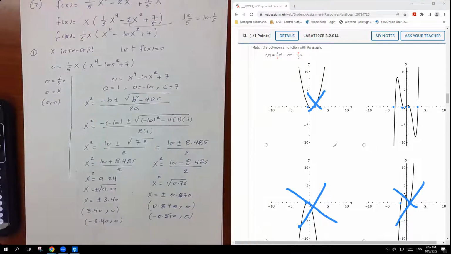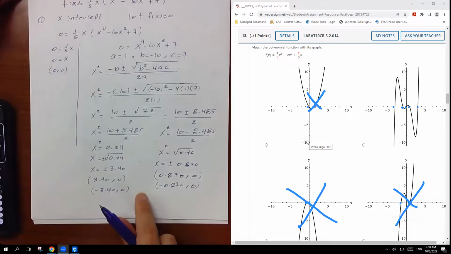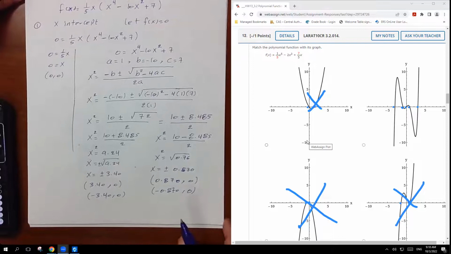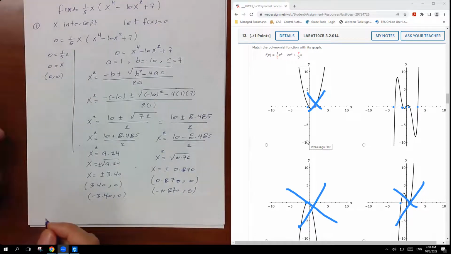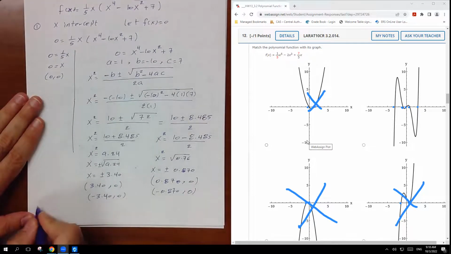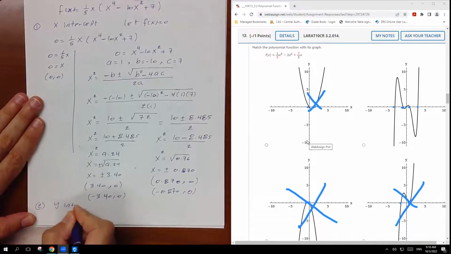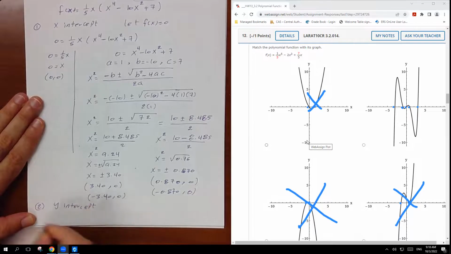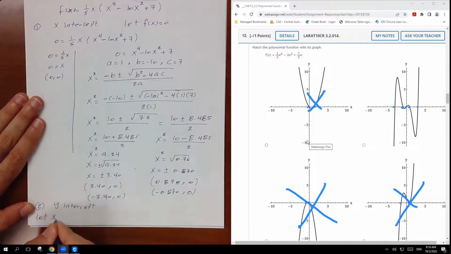If you go to the next step, we're going to find the y-intercept, which is let x equal 0. I'm going to give you a few minutes just to write down everything. I'm going to try to do the steps here. I'm going to say step 2: y-intercept. You're going to let x equal 0.